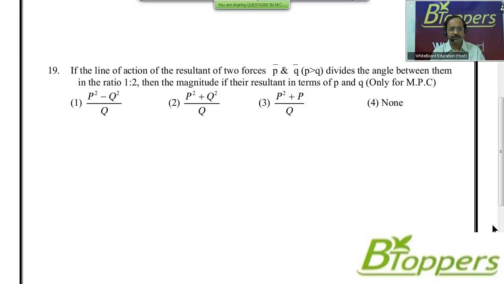Question number 19. The line of action of the resultant of two forces P bar and Q bar, within bracket P greater than Q, divides the angle between them in the ratio 1:2.